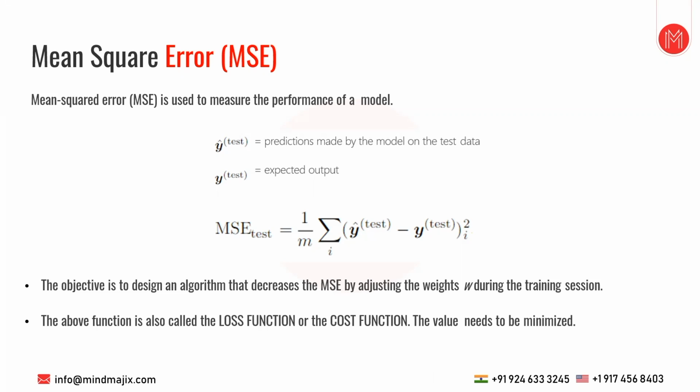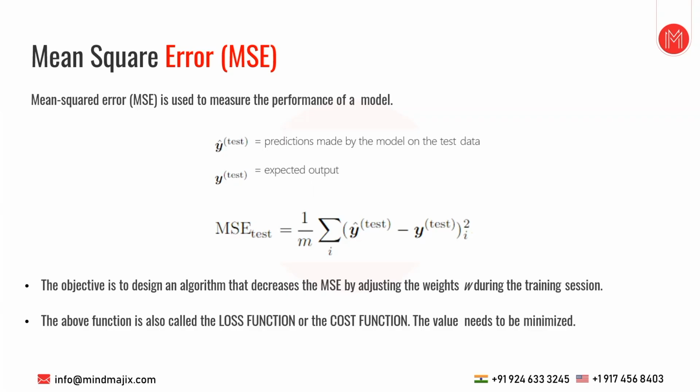Based upon that, we try to find the difference between y hat test and y test among all the samples. So the objective is to design an algorithm that decreases the MSE by adjusting the weights W during the training session. The above function is called the loss function or the cost function. The value needs to be minimized.